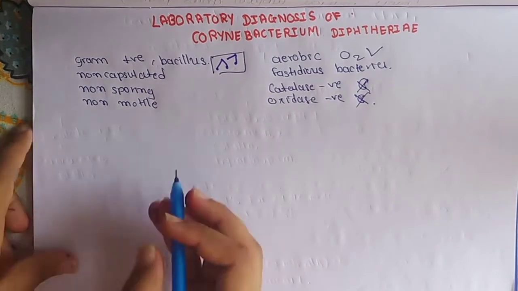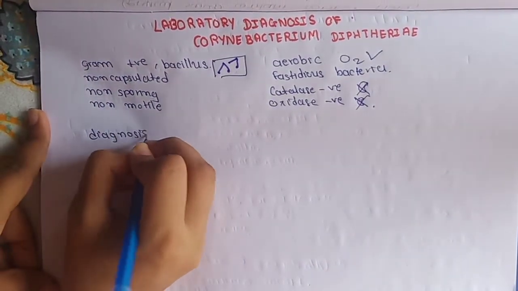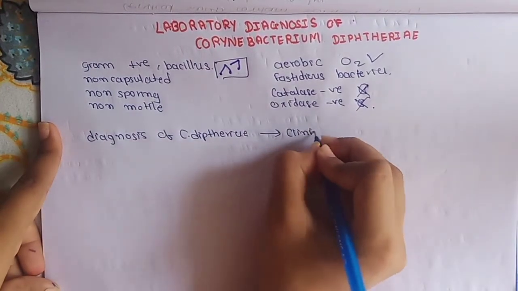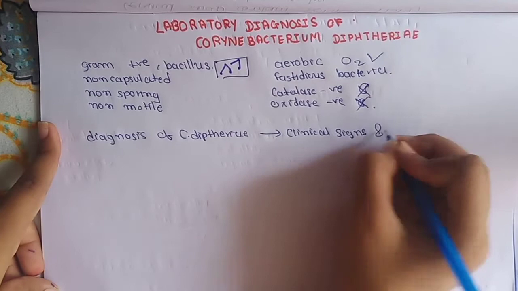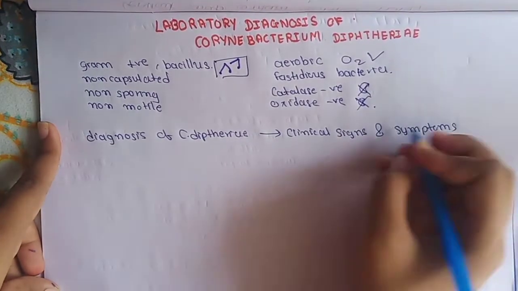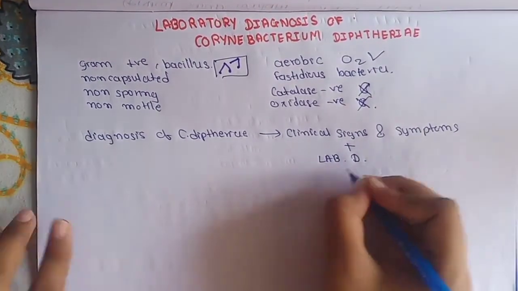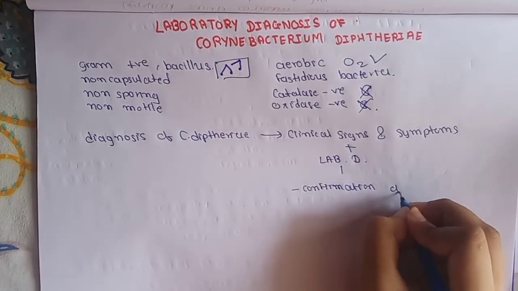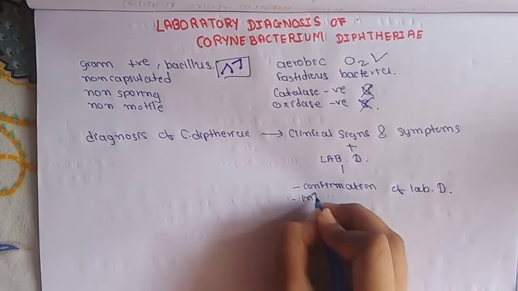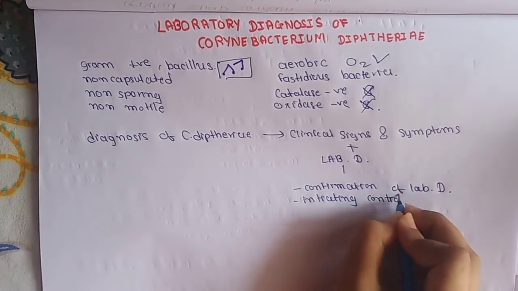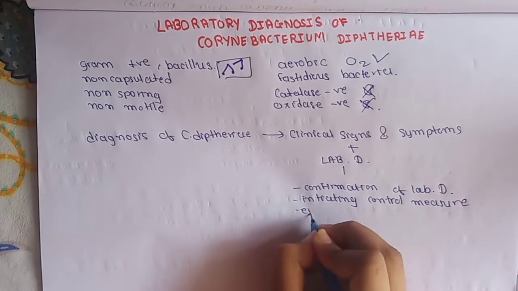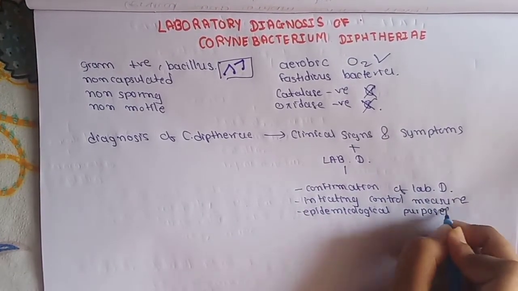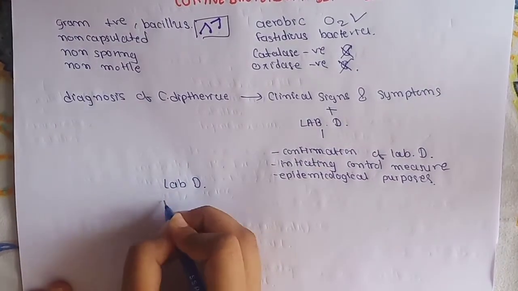As we know, C. diphtheriae causes some specific symptoms. That's why the diagnosis of diphtheria is mainly based on clinical signs and symptoms plus the laboratory diagnosis. Laboratory diagnosis of diphtheria is useful for confirmation of the clinical diagnosis. I have written laboratory, but it is clinical diagnosis. Second, initiating control measures, and third, for the epidemiological purpose.